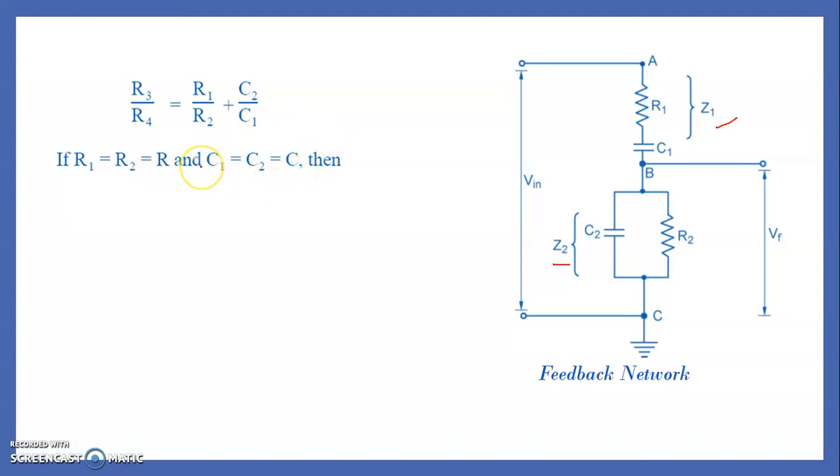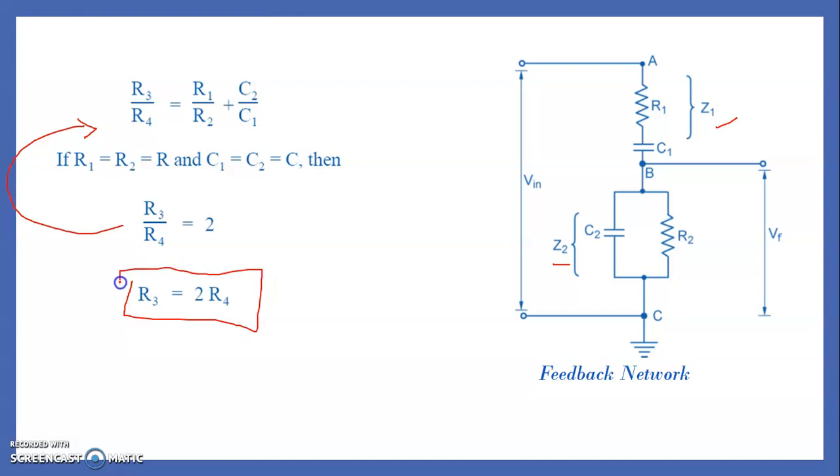In this, what we have taken is that R1 and R2 are of identical value, C1 and C2 are of identical value. So if I substitute in this particular expression for the balanced condition, what happens? R3 becomes equal to twice that of your R4 resistor. That is, in order to maintain our Wien bridge to be a balanced one, we have to keep in mind that the value of the R3 resistor should always be equal to twice that of your R4 resistor.